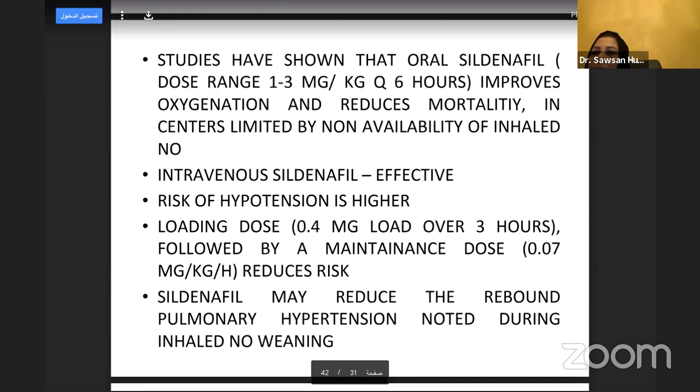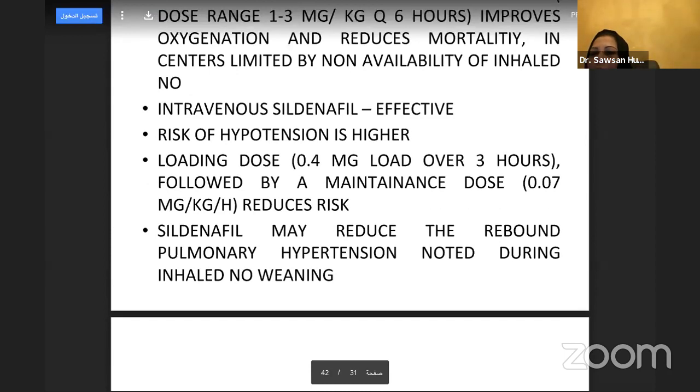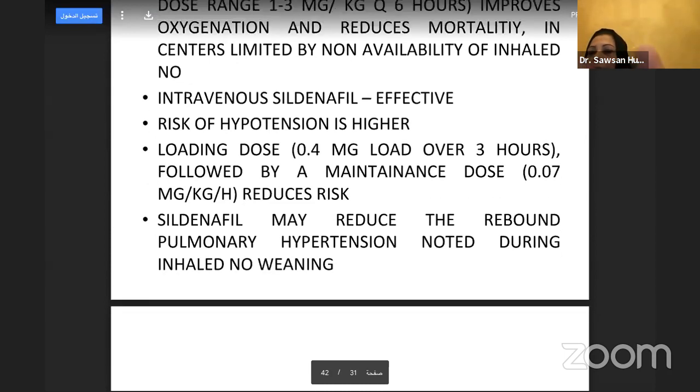Studies have shown that oral sildenafil improves oxygenation and reduces mortality in centers limited by non-availability of inhaled nitric oxide, and the dose ranges from 1 to 3 milligrams per kg every 6 hours. Intravenous sildenafil is effective, but the risk of hypotension, as I mentioned, is higher. The loading dose is 0.4 milligram per kg over 3 hours, followed by a maintenance dose of 0.07 milligram per kg per hour to reduce the risk. It may also reduce the rebound pulmonary hypertension noted during weaning from inhaled nitric oxide.